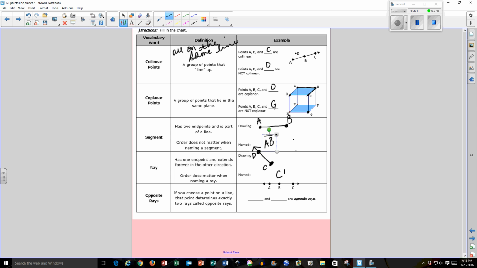So this would be named ray CD, and you would use the symbol of a ray so that I know where to start and I know where to finish. I know what direction to go. The symbol will always just go horizontal like this. It doesn't matter what direction the ray is actually pointing.